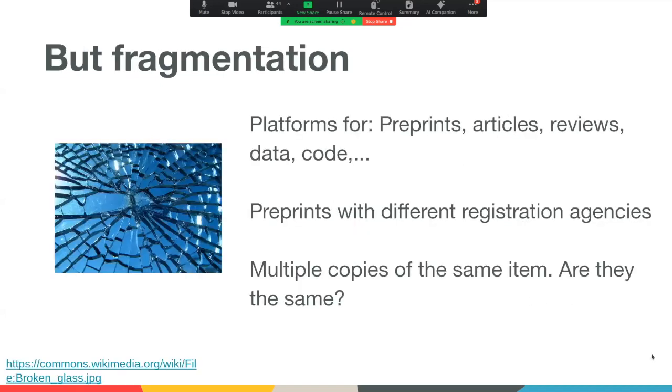And another challenge in this space, I think, is fragmentation, especially with preprints. And I think it comes to the core of the topic that we're looking at today. You know, how do things connect together?